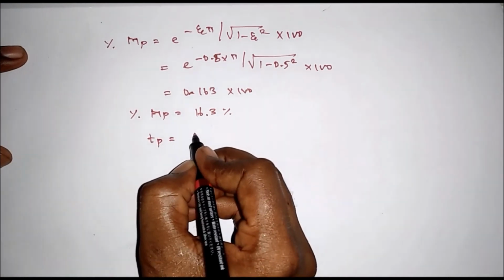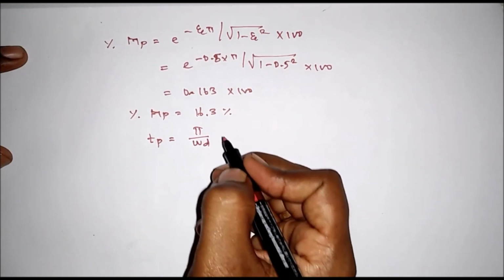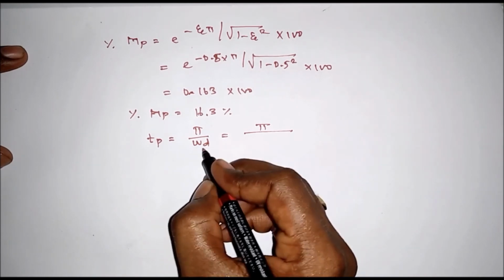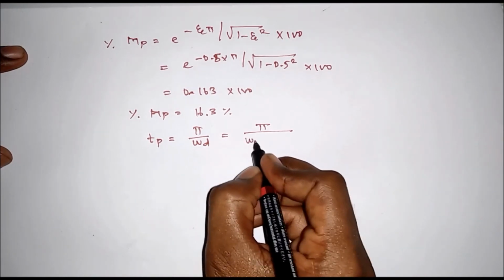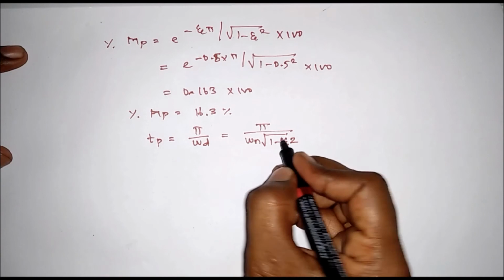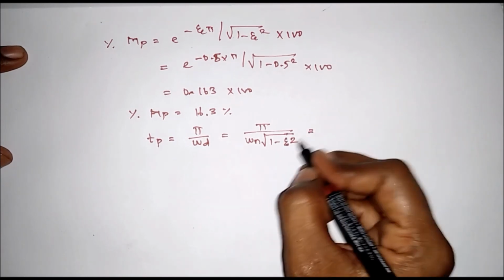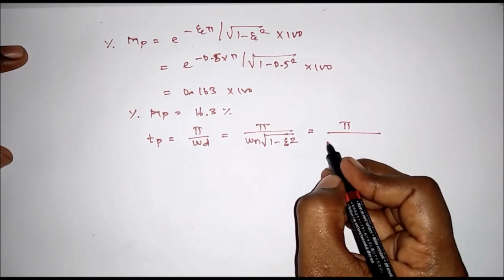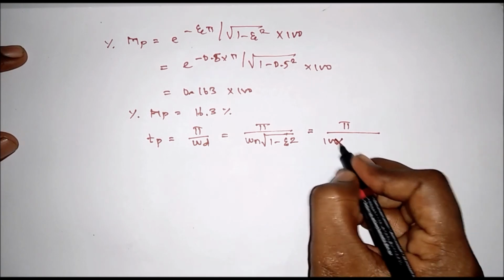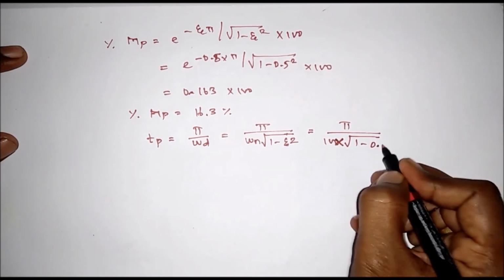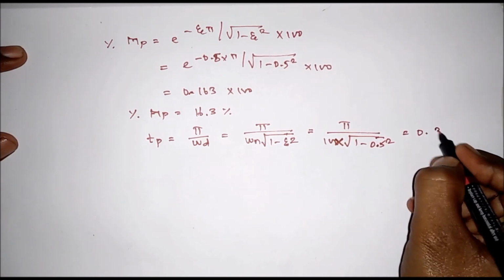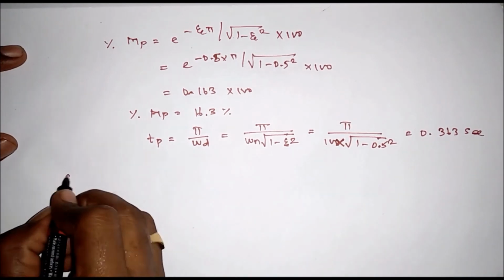Next, the time at which peak overshoot occurs is the peak time. We know the formula: peak time equals pi divided by omega d. We do not know omega d directly; it is the damped frequency of oscillation, so omega d equals omega n into square root of 1 minus eta square. We know omega n is 10, so omega d equals 10 into square root of 1 minus 0.5 square, and we get peak time equal to 0.363 second.